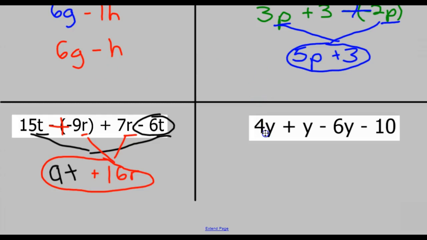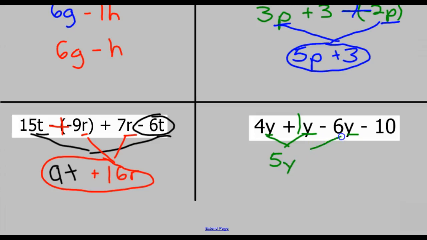Last one on here, we have 4y plus y minus 6y minus 10. I see a y there, a y there, and a y there. So I can combine all of these. 4y plus y, remember that's a 1y, so 4y plus 1y gives me 5y.